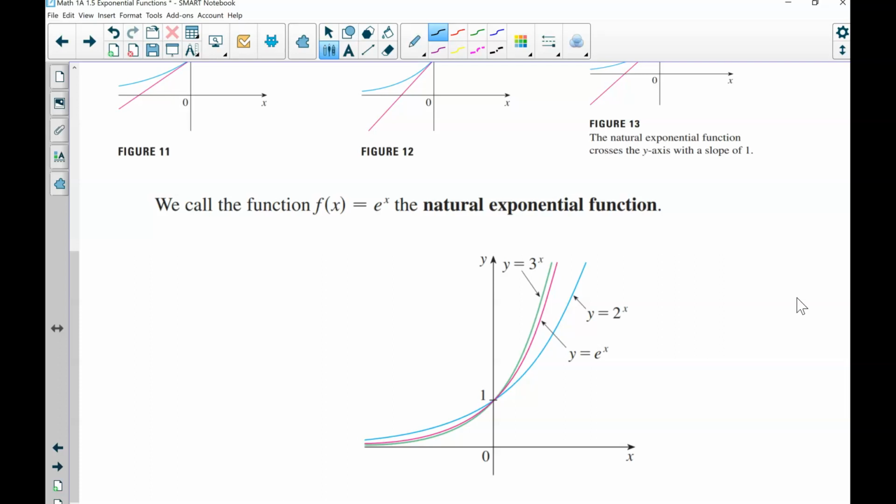When we get to chapter 3, some of the formulas of calculus will be greatly simplified if we choose the base a so that the slope of the tangent line to y equals a to the x at (0, 1) is exactly 1. In fact, there is such a number, and it is denoted by the letter e that we just saw. This notation was chosen by the Swiss mathematician Leonhard Euler in 1727, probably because it's the first letter of the word exponential.